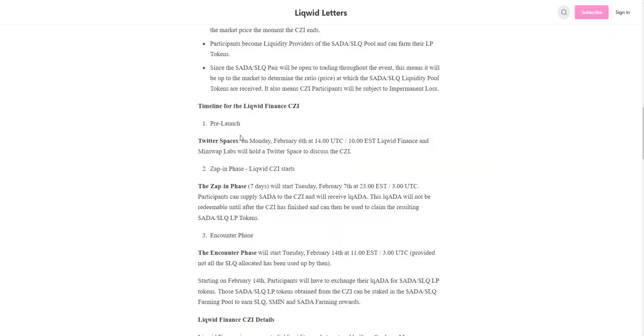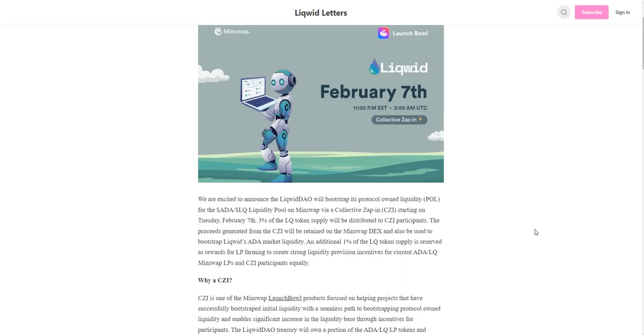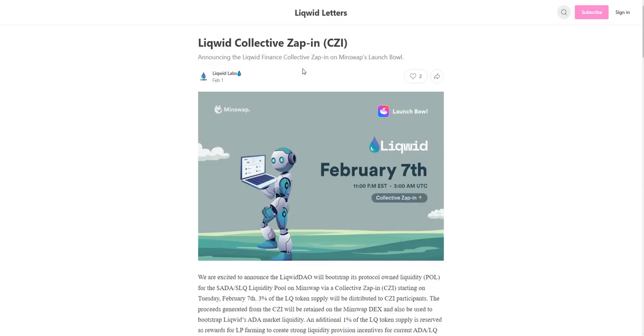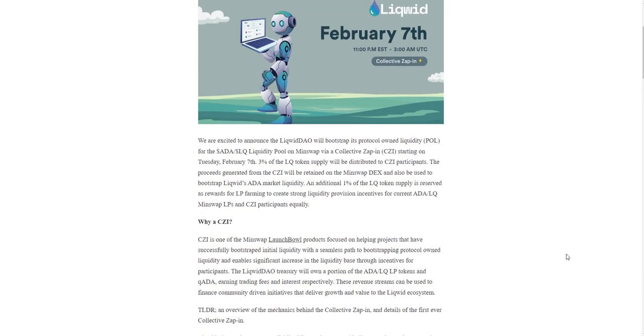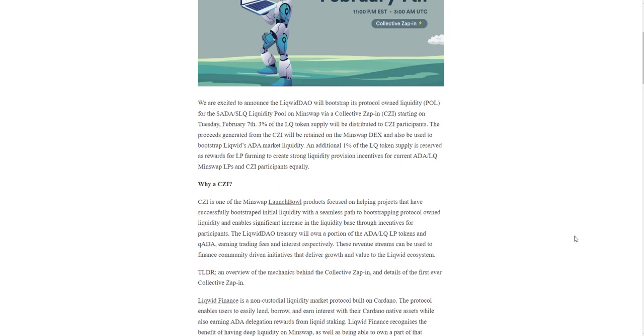And speaking about farming, let's jump in here and talk about the collective zap-in that's going to happen on February the 7th at 3 a.m. UTC and 11 p.m. Eastern. So that's what time it's going to happen. It's the launch pool on MinSwap. MinSwap has a liquid staking pool, and that's what this is going to do. It's going to bootstrap liquidity, basically, is what it is meant to do.